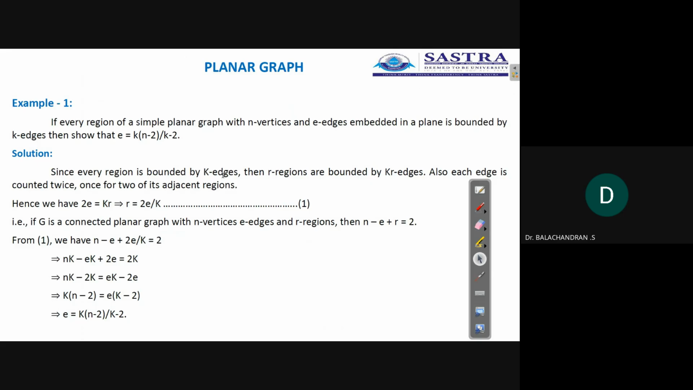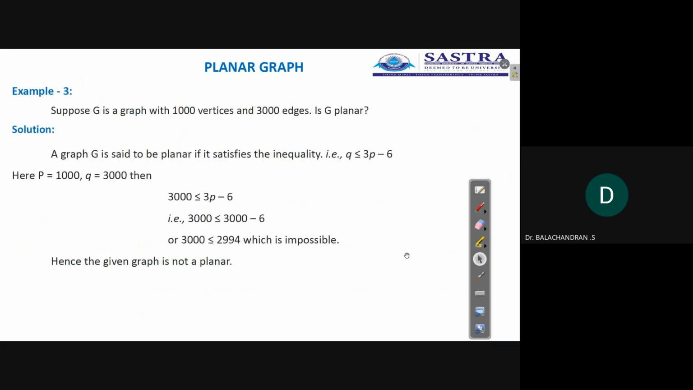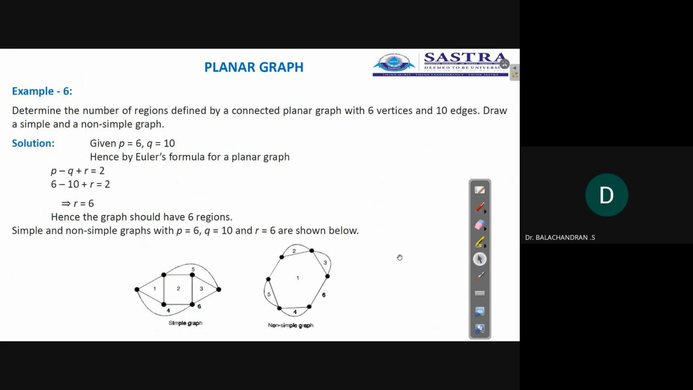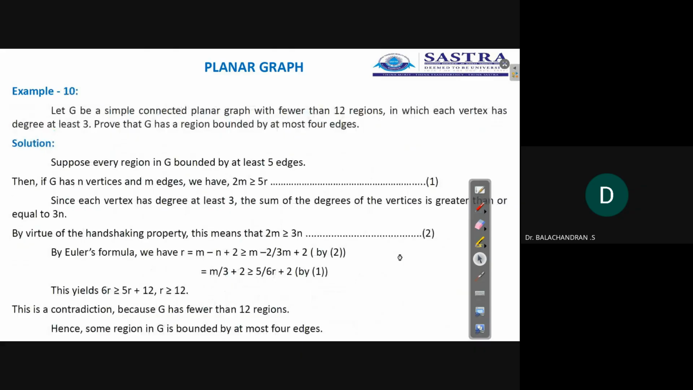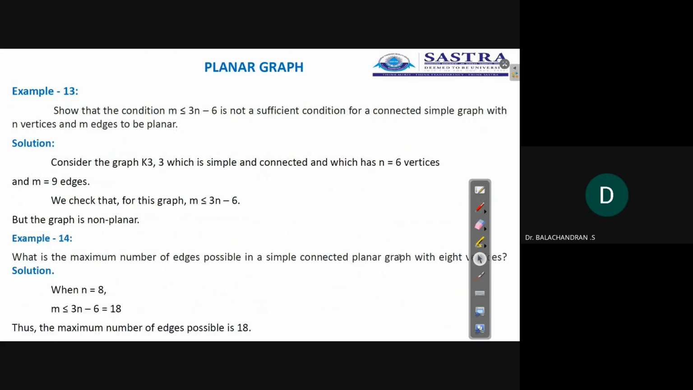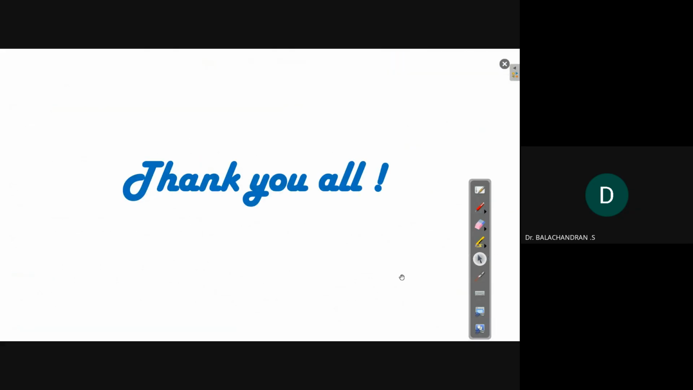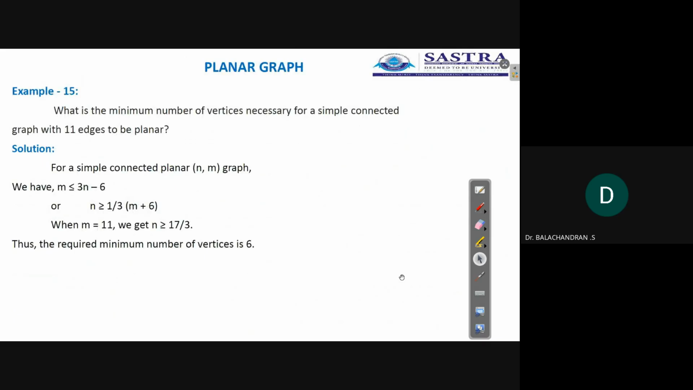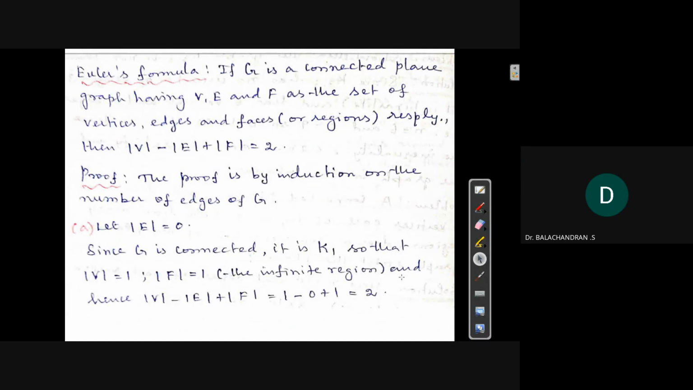I'll stop here and then take the problems. We still have some other problems, but I cannot finish now. Maybe I'll take this portion later. Thank you.